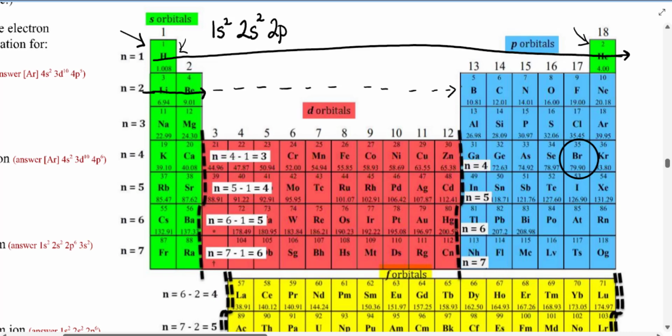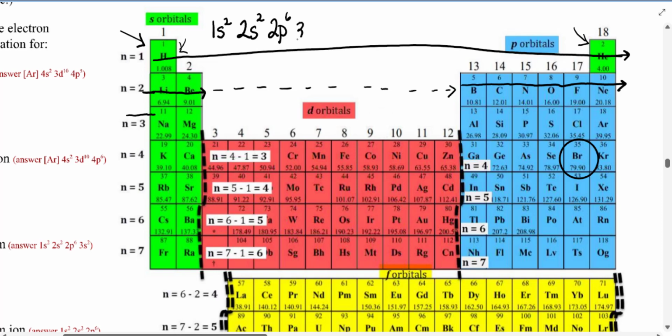And then I'm going to go through boron, carbon 2, nitrogen 3, oxygen 4, fluorine 5, and neon 6. And I am leaving the 2p. So I'm going to put 6, because I went through 6 blocks up here. I haven't hit bromine yet. So now I'm going to go on the third row.